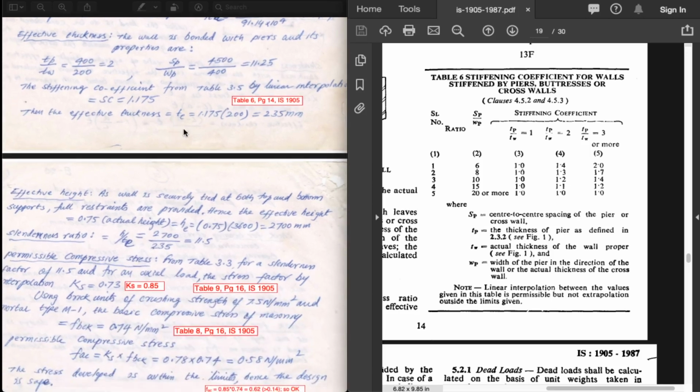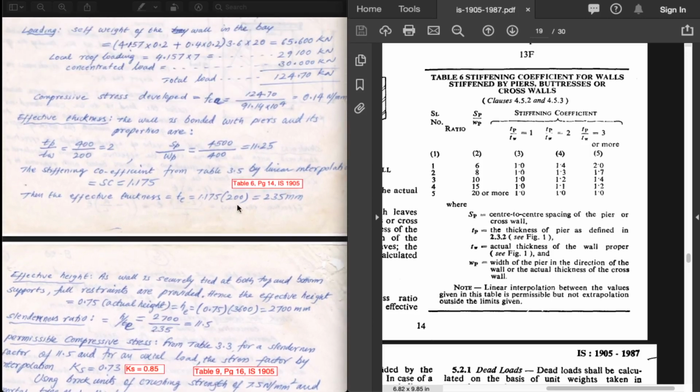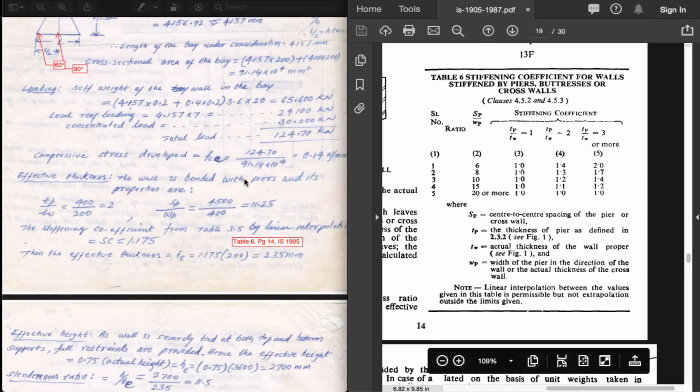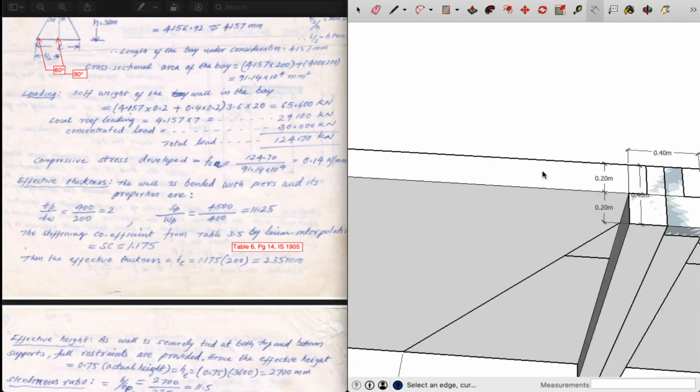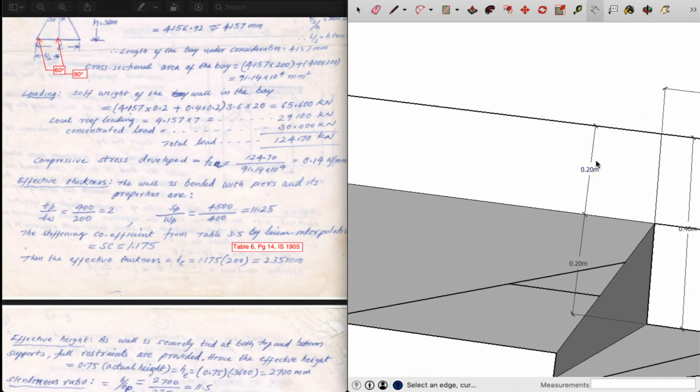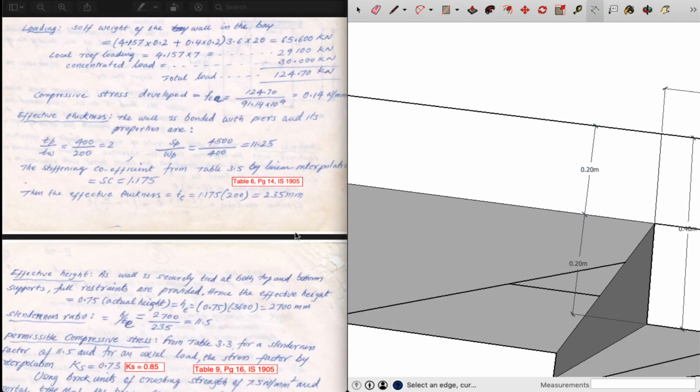Now that stiffness coefficient is multiplied with the actual thickness of the wall. The thickness of the wall is 200 mm. Multiplying that with the thickness of the wall, we get 235 mm as the effective thickness.